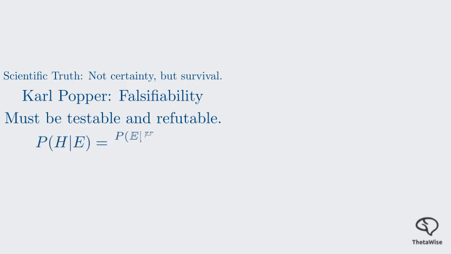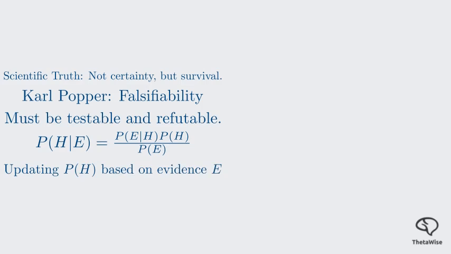We refine this survival using Bayesian updating. Here, P of H given E equals P of E given H times P of H, all divided by P of E. We start with a prior belief, P of H, and as new data comes in, we update our confidence. Notice the result. Scientific truth is provisional.